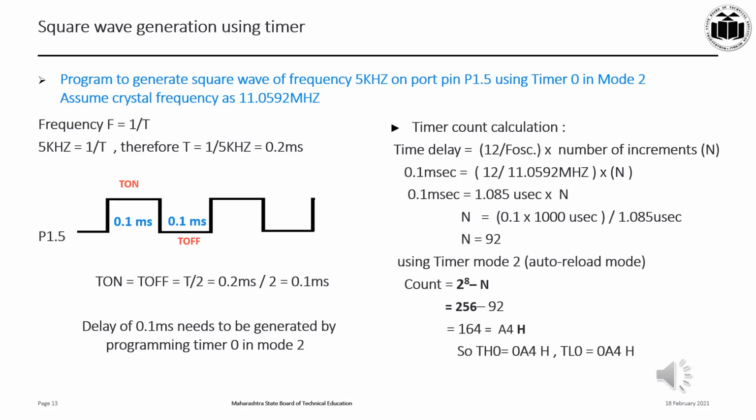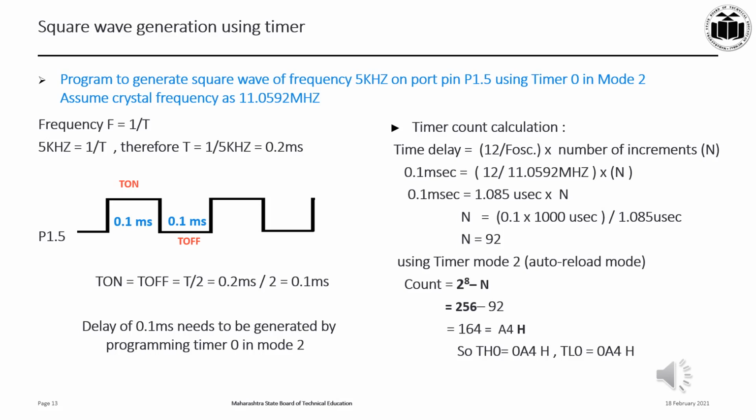Let us develop one more program to generate a square wave of frequency 5 kHz on port pin P1.5 using timer 0 in mode 2. Let us also assume that the crystal frequency is 11.0592 megahertz. As the frequency of the square wave is 5 kilohertz, its time period T is 1 upon 5 kilohertz, which is equal to 0.2 milliseconds. With a 0.2 millisecond time period, the T on and T off times of such a square wave are 0.1 milliseconds each. Thus, a delay of 0.1 milliseconds needs to be generated by programming timer 0 in mode 2.